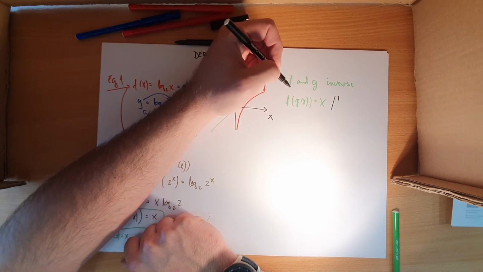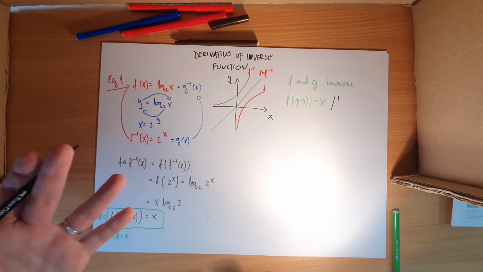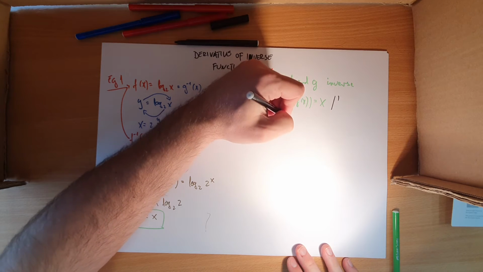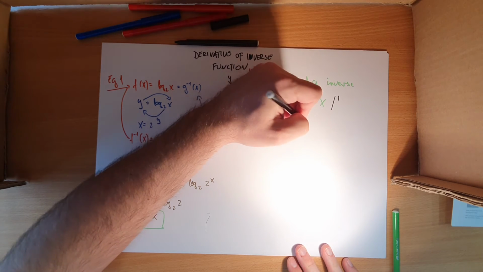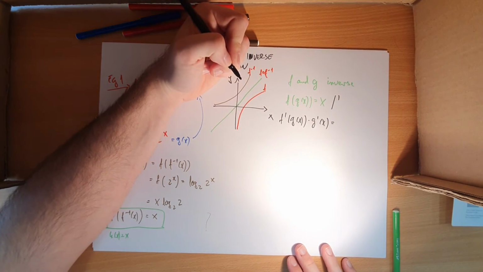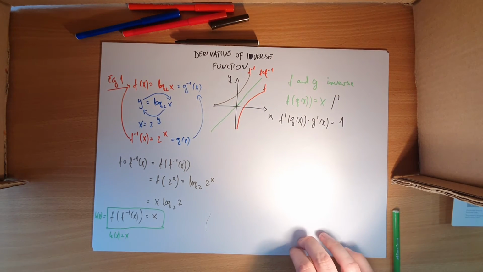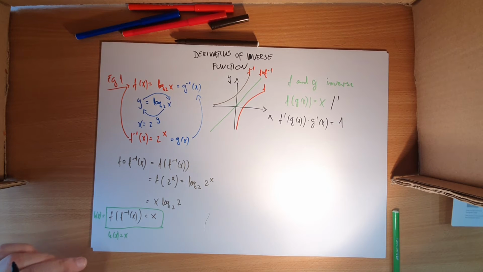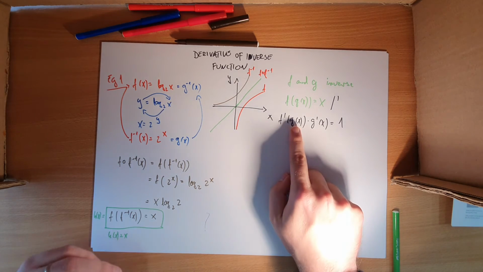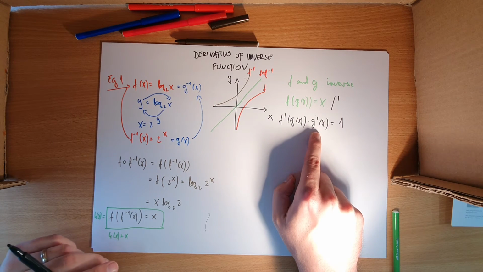What this means is we are going to apply the derivative of a composite function, which tells us that the left side is going to be f derivative of g of x times g derivative of x, equal to the derivative of x, which is 1. So the multiplication between the derivatives of inverse functions, where in one of the inverses you use the other, is equal to 1.